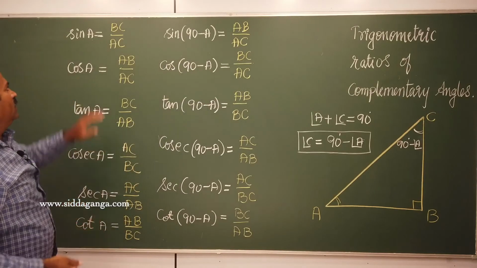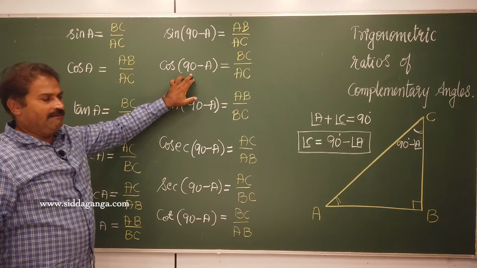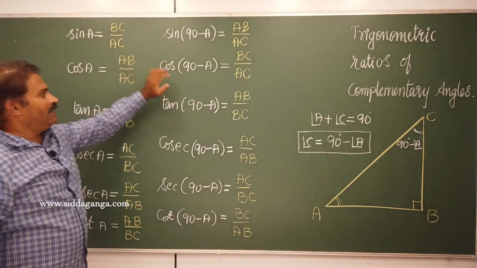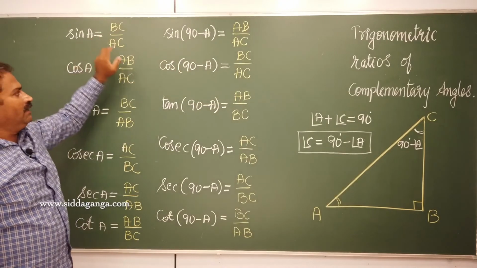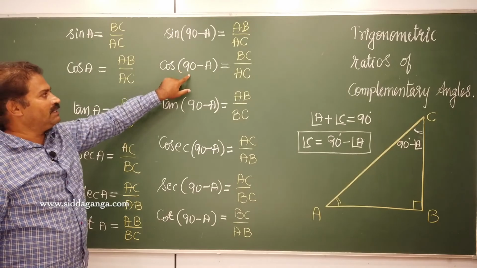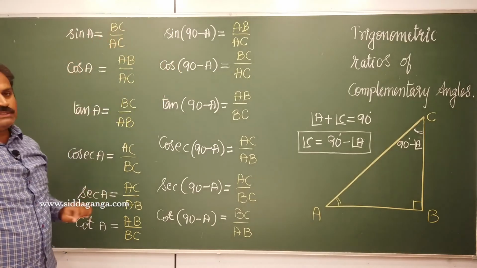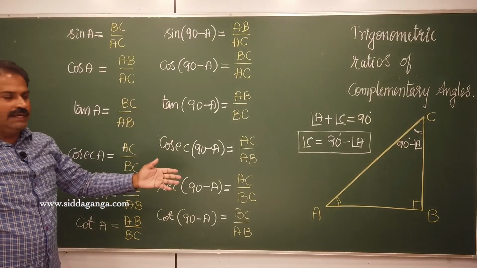Therefore you can conclude that sin A is equal to cos(90 minus A). Why? Because you have BC by AC, BC by AC. Therefore sin A is equal to cos(90 minus A), or cos(90 minus A) is equal to sin A. And similarly, we'll find out which ratios relate together.